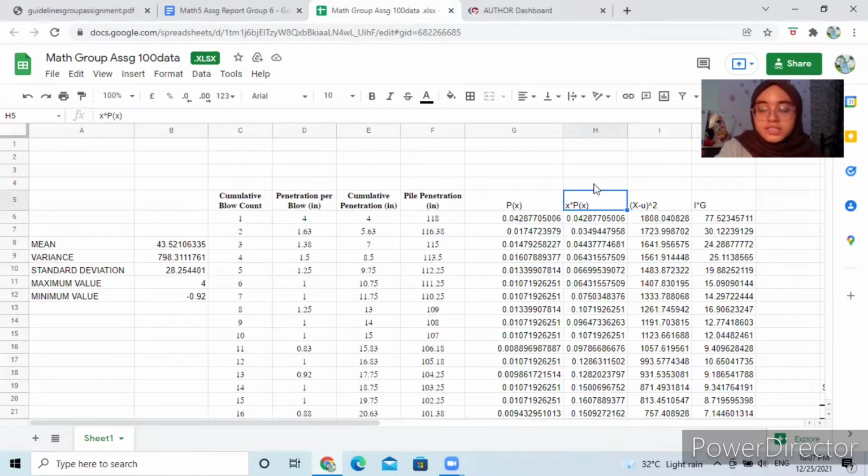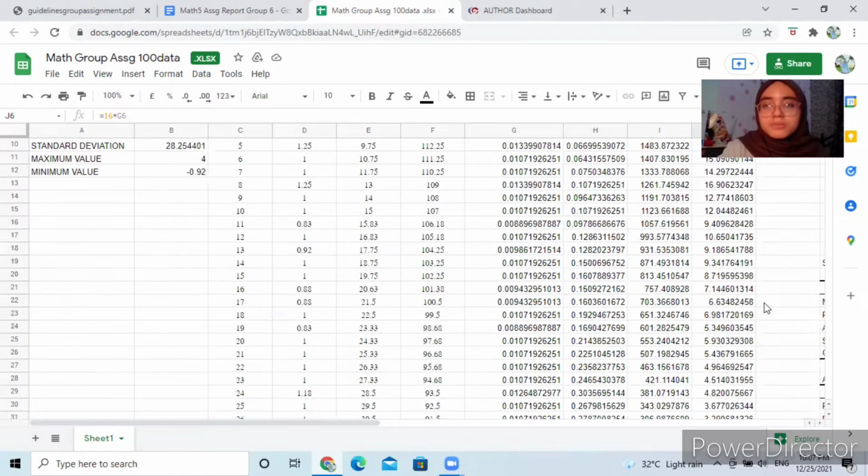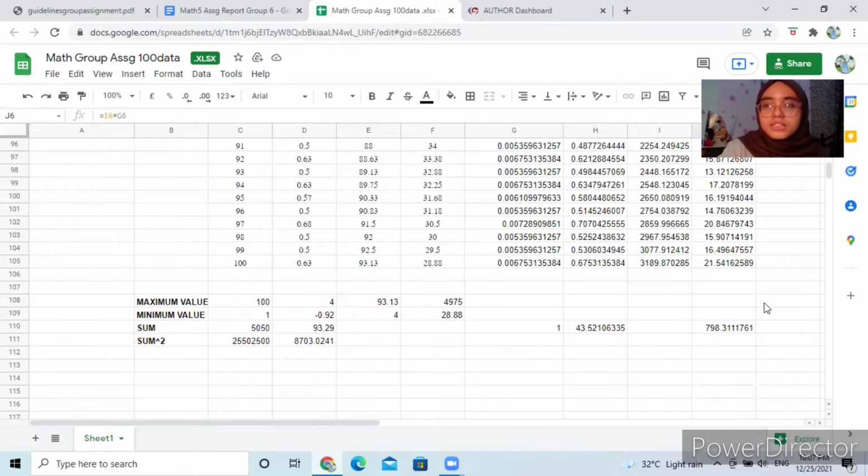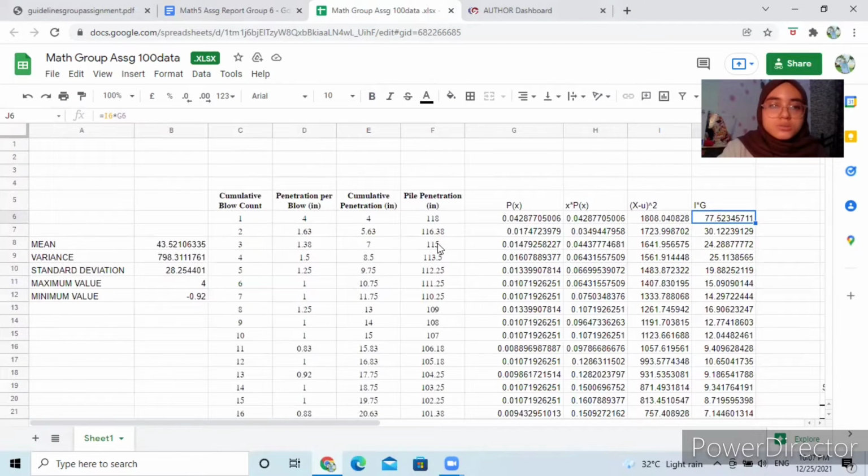Okay, our mean is the sum, that is 43.5210 over here. So next we need to find the standard deviation. We actually needed to find the variance and then the standard deviation. So this is the formula: the cumulative blow count minus the mean and then squared. And then we needed to multiply with the probability. After we multiplied, we needed to find the sum, that is 798.3111761 over here, the variance. And then for the deviation, we square root the variance value.